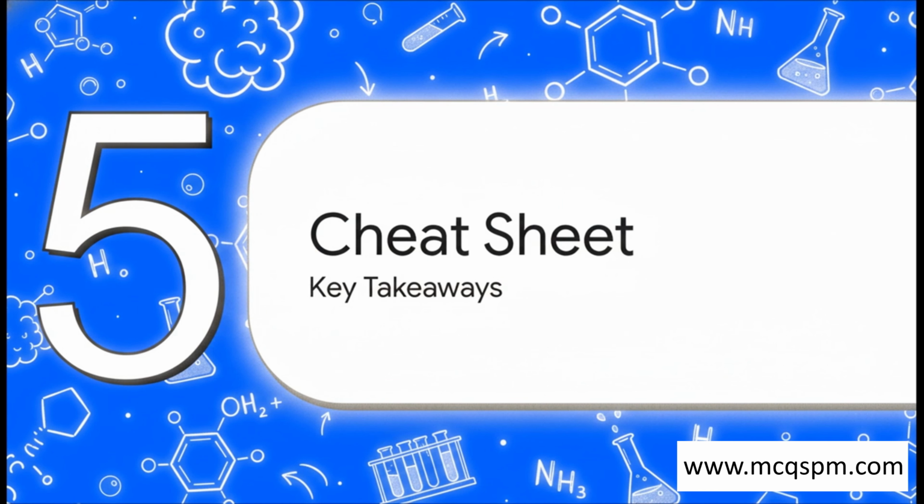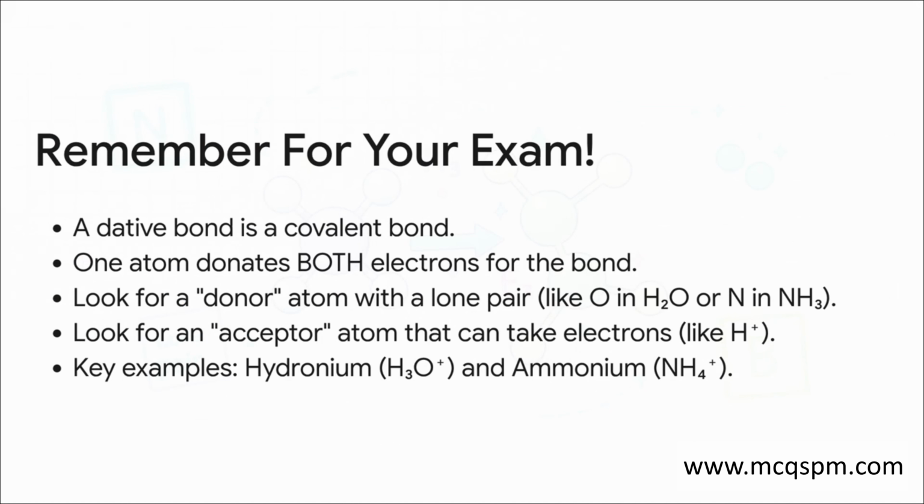All right, that was a lot to take in, I know. So let's wrap it up with a quick summary. This is your Dative Bond cheat sheet. All the key takeaways in one place. Okay, when you're doing your final revision, here are the absolute must-know points. 1. A dative bond is a type of covalent bond. Don't forget that. 2. One atom, and only one, donates both electrons for the bond.